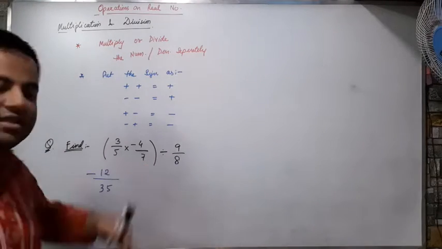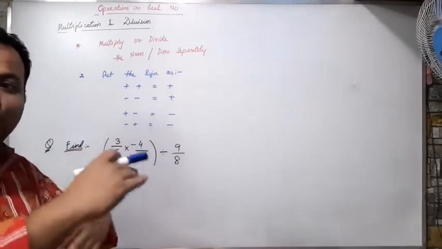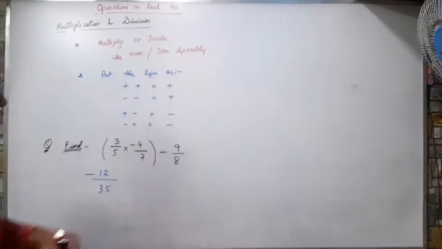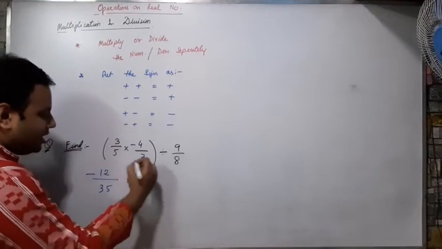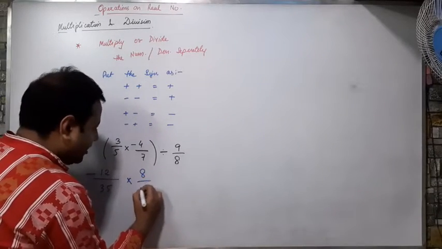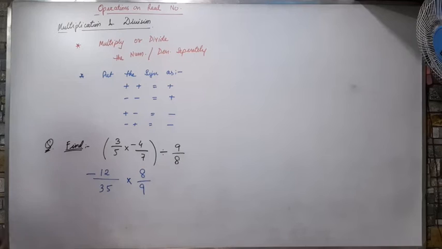Now I have to divide this one. So for division, I have to take the reciprocal of the number and put the sign as multiply. So I will get here 8 by 9.